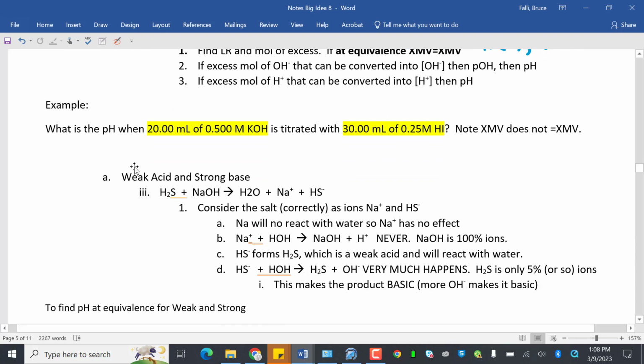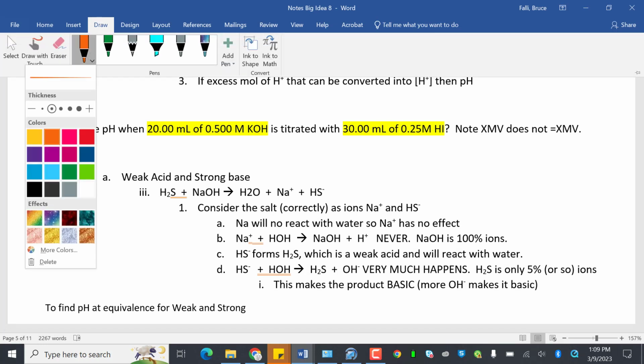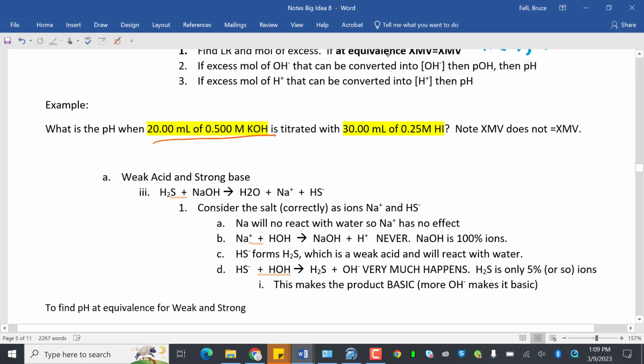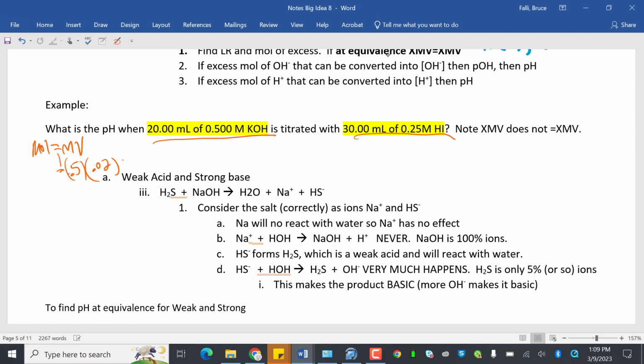So what is the pH when this much base reacts with this much acid? Note XMV does not equal XMV here, so I'm going to do moles equals MV. Moles equals MV, so it's going to be 0.5 molarity times 0.02 volume. 0.5 times 0.02 is 0.01, and that's moles of OH negative.